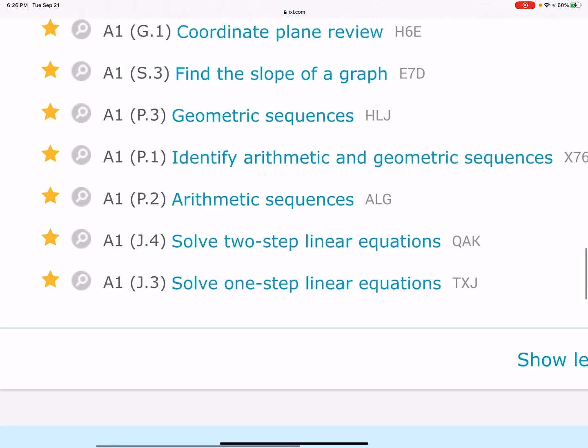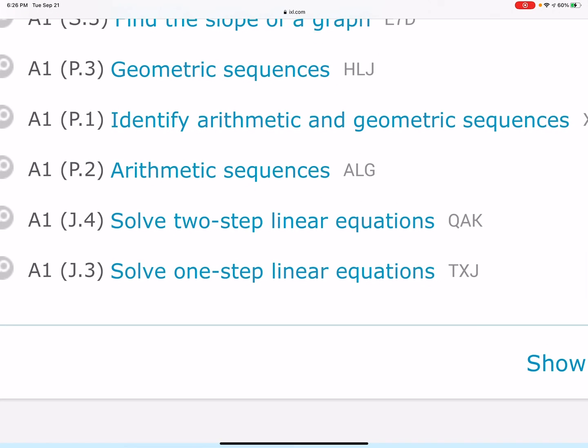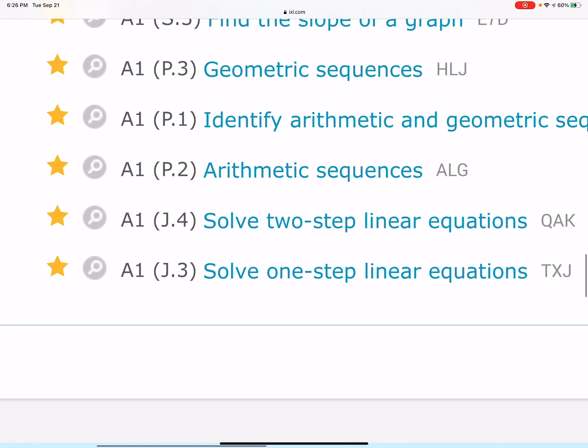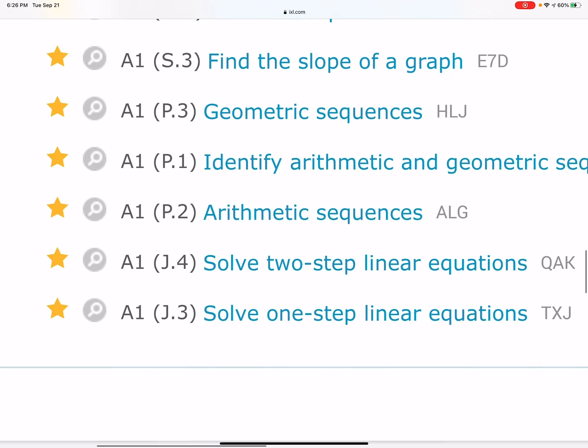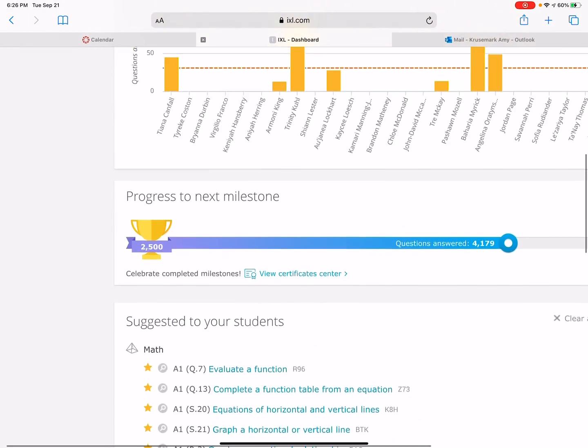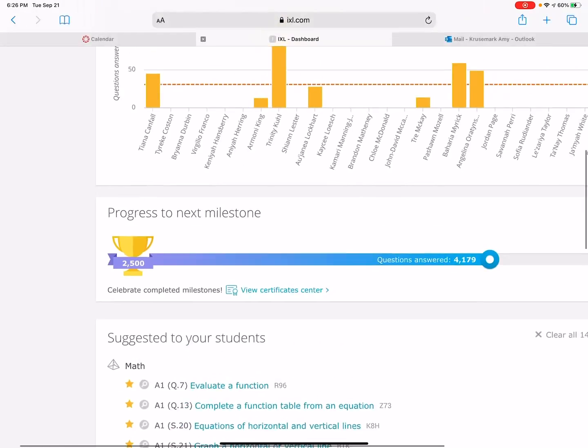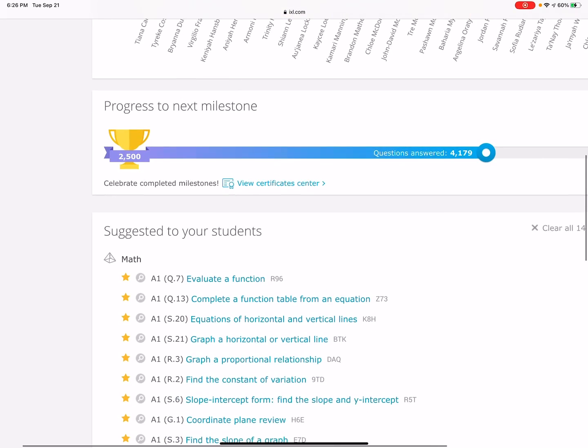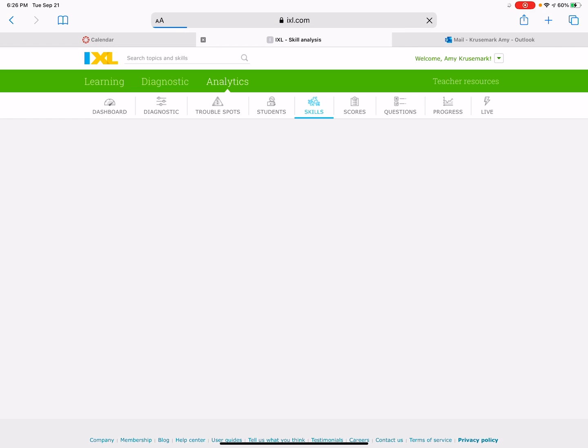Those I'll be taking off starting next week, so those stars won't be lit up anymore. I won't be updating the grade in the grade book on those, so make sure you get those up to speed. Okay, so let's go ahead and evaluate a function.